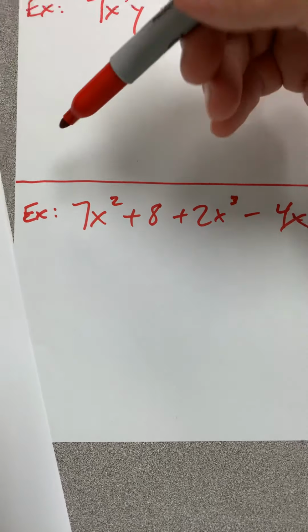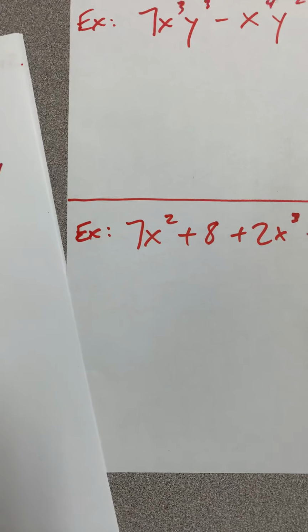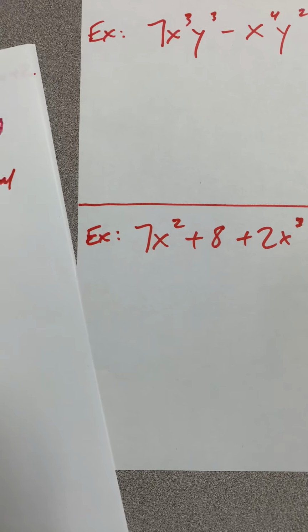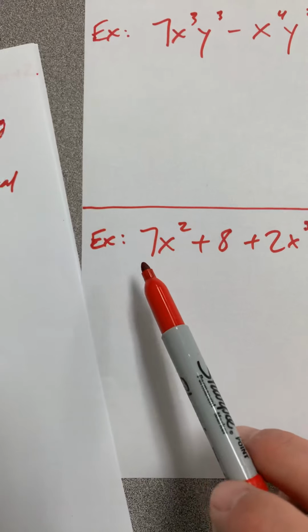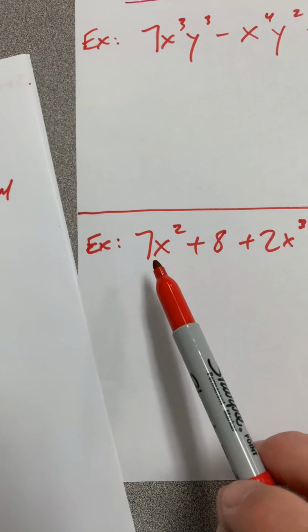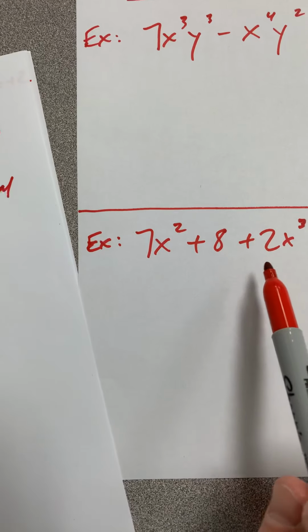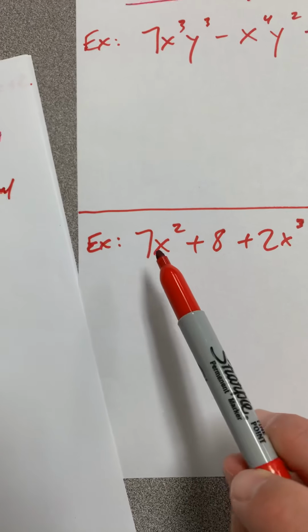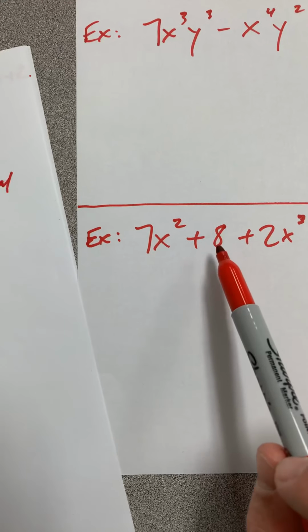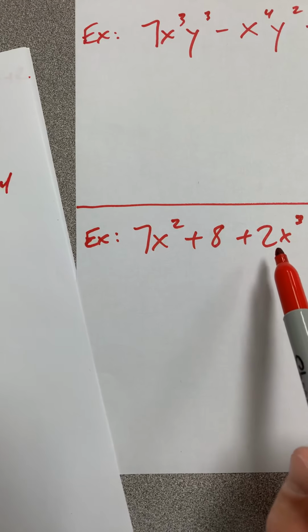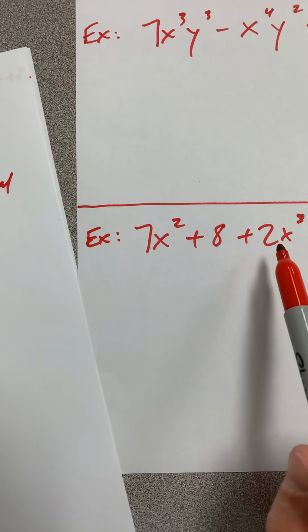So if that's all we had there, let me get that negative 4x out of the frame. Pretend it's not even there, right? Pretend all we have is these three terms right here. So 7x squared, positive 8, and 2x cubed. If those are the only terms we had, you have one term here, 8 is another term, and then we have a separate term here, 2x cubed, right?